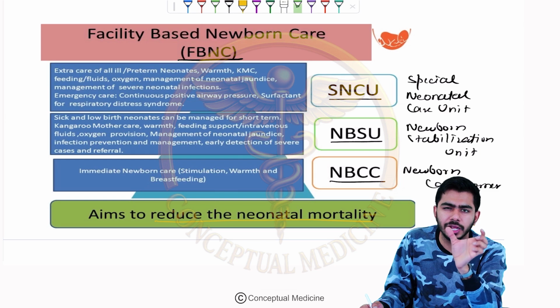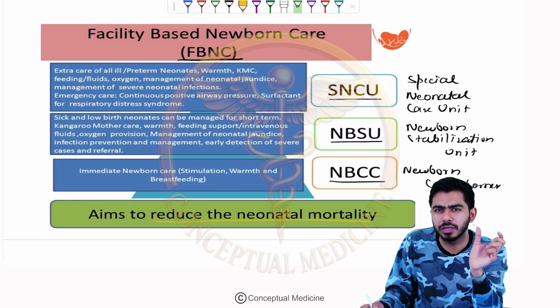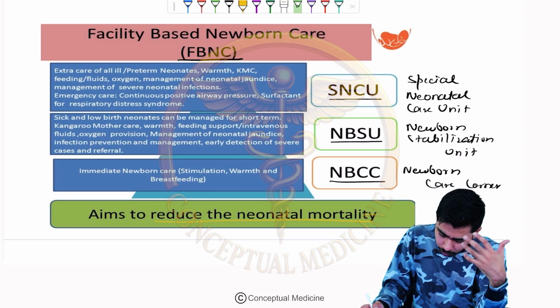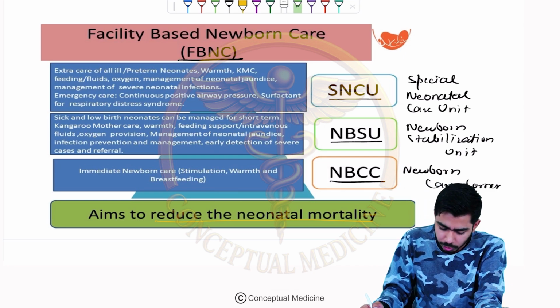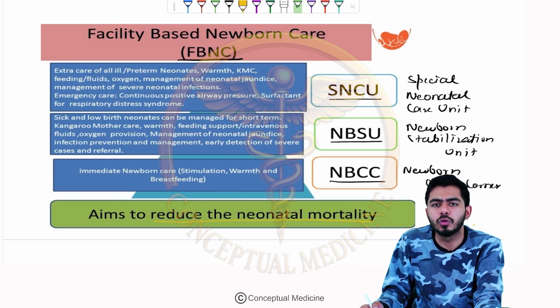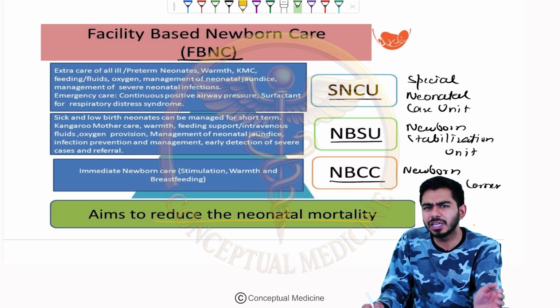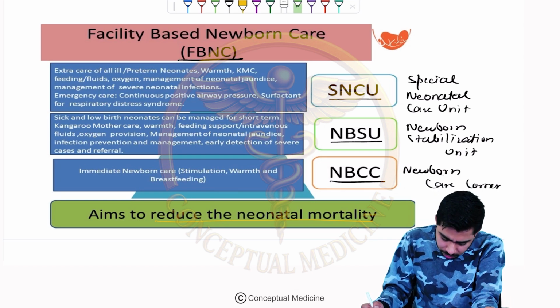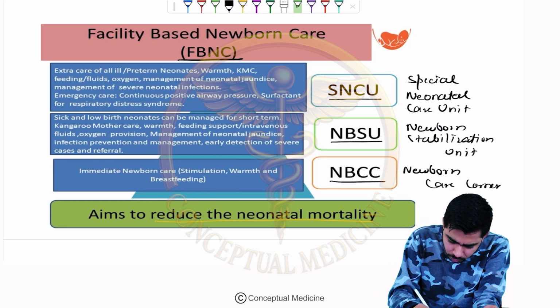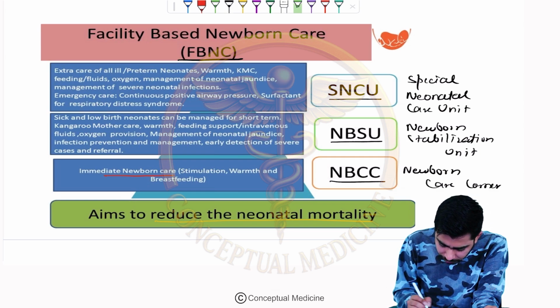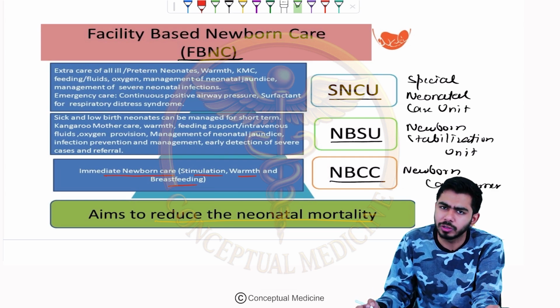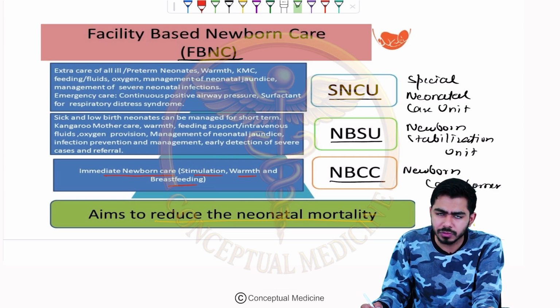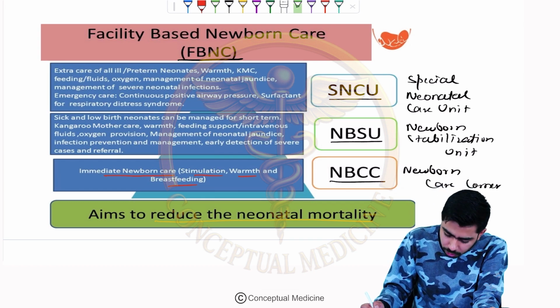If you talk about the infant mortality rate, most of the mortalities are happening in the neonatal period. So that's why we had to introduce different levels of care according to this particular program, that is facility based newborn care. On the very basic level, we have the newborn care corner. Here, immediate newborn care is provided with the help of stimulation, warmth, and breastfeeding. As soon as possible, we are providing and promoting breastfeeding.